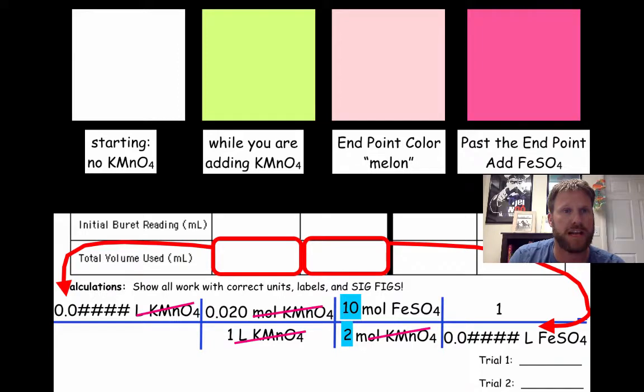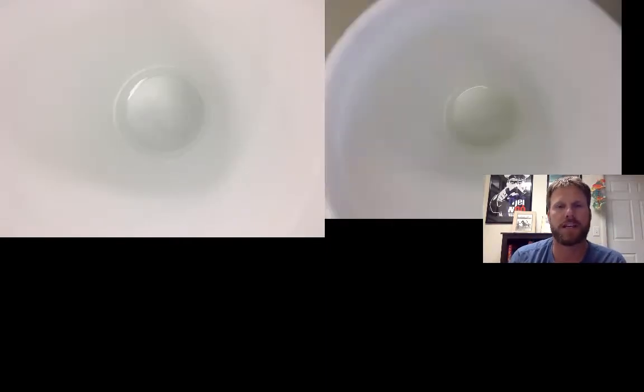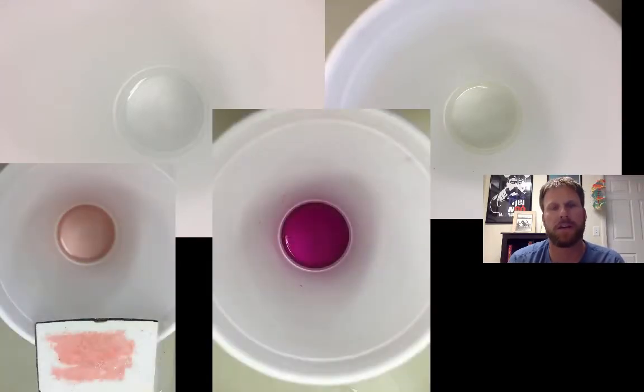So when you start the titration, it's going to be a relatively colorless solution. As you add KMnO4, you'll see a yellow tint because of the iron 3+ ions. We want a peach or melon or salmon colored endpoint. If you go past, you will get a very bright pink color, which we do not want. Here are actual pictures of the cup at the beginning of the titration, as we're titrating to get that yellow color, with the appropriate endpoint. And here is the pink color that you will get if you are way past the endpoint.